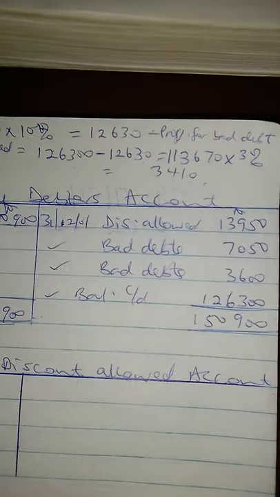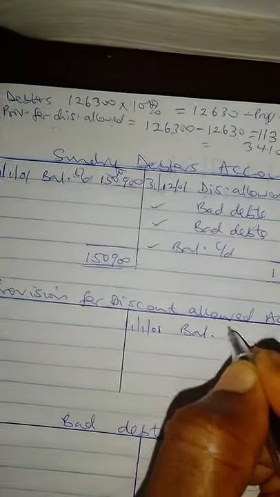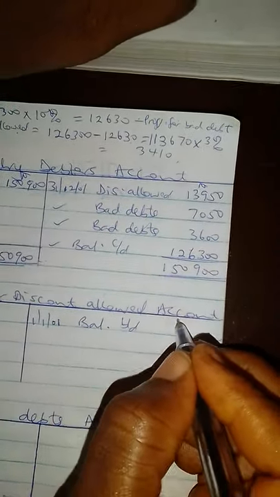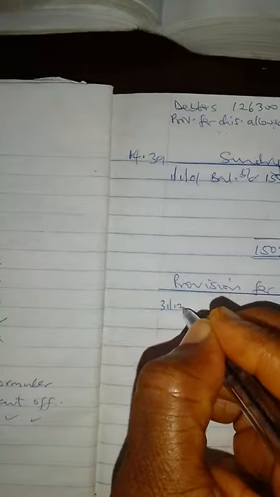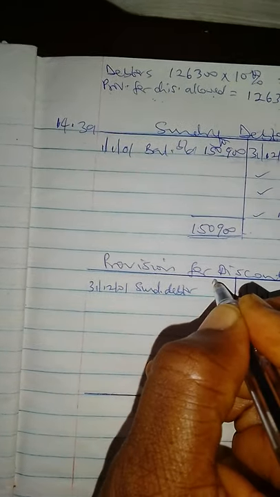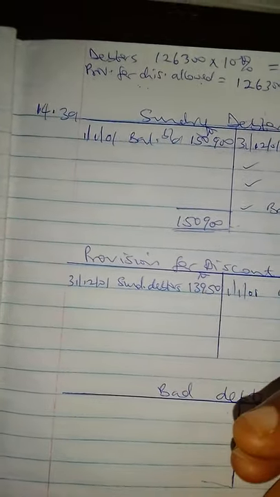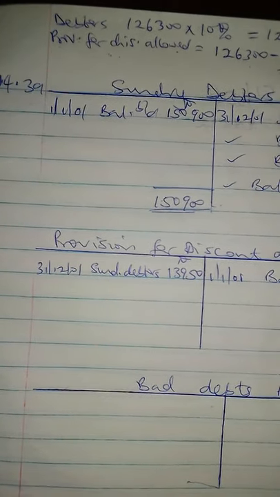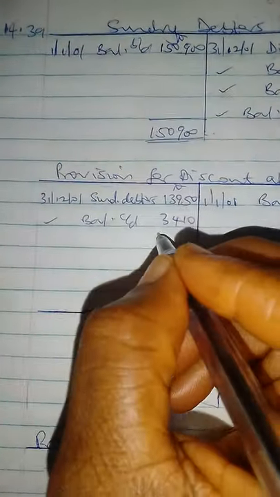Having got that, we now go to our provision for discount allowed account. As at 1st June, you have a balance BD for discount allowed of 8,400 naira in the question. Now, 31st December, we have our sundry debtors discount, in the question, to be 13,950. Now we just calculated our provision for discount allowed of 3,410. So that would be our balance CD for this year. Balance CD will now be 3,410 that I have calculated.